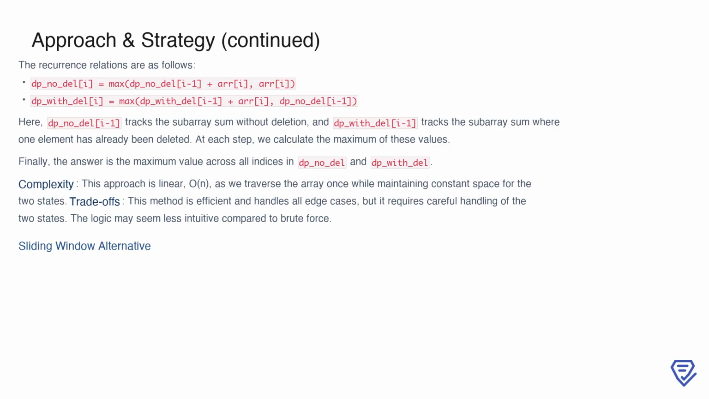Once we've processed the entire array, the solution is simply the maximum value across all indices in both dp_no_del and dp_with_del. This approach is highly efficient, with a time complexity of O(n), since we only traverse the array once, and the space requirement is constant. However, it does require careful handling of the two states, which might make the logic feel less intuitive compared to brute force. Still, this method is robust and accounts for all edge cases, such as arrays with negative numbers.